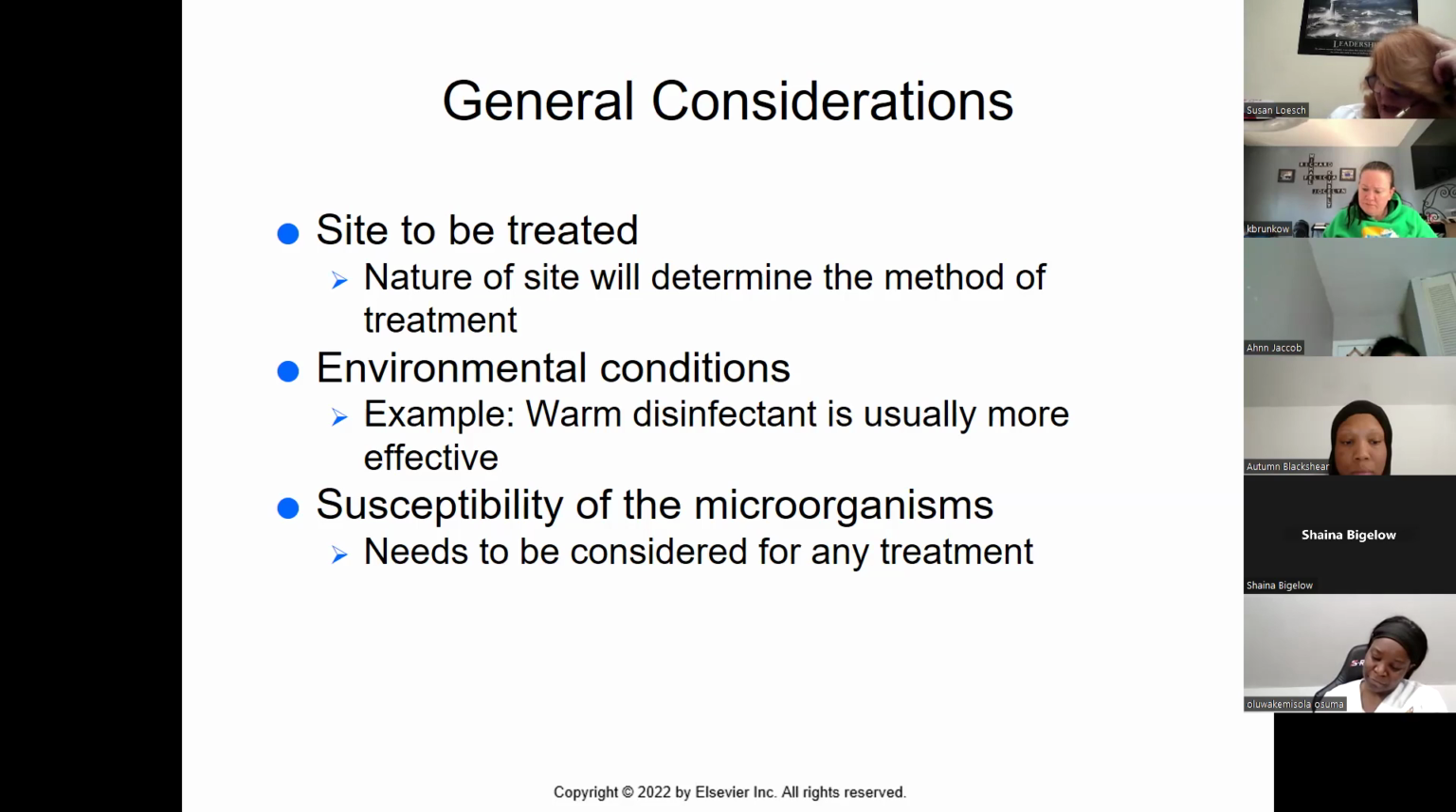All right, so the most susceptible is going to be the enveloped viruses, your gram-positive bacteria, your non-enveloped viruses, your fungus, your gram-negative bacteria, and your trophozoites. The most resistant are your protozoan cysts, your mycobacteria, your bacterial endospores, and prions.